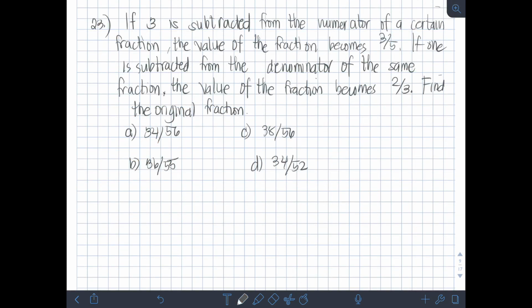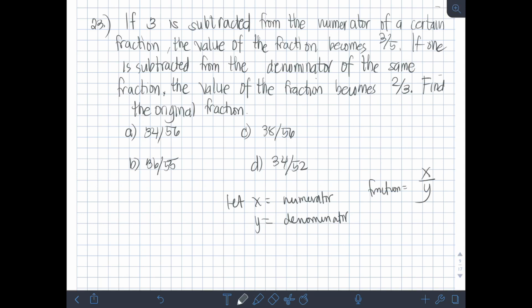Okay? Next, we have, if 3 is subtracted from the numerator of a certain fraction, the value of the fraction becomes 3/5. If 1 is subtracted from the denominator of the same fraction, the value of the fraction becomes 2/3. Find the original fraction. Okay, so let x be the numerator, let y be the denominator. So, the fraction will be x over y.